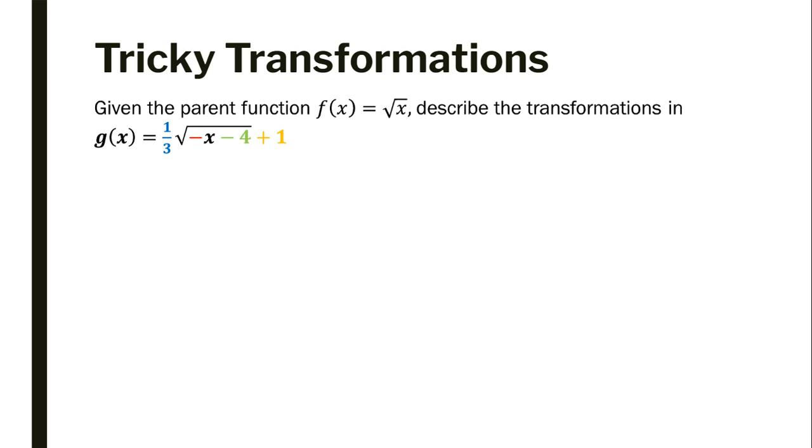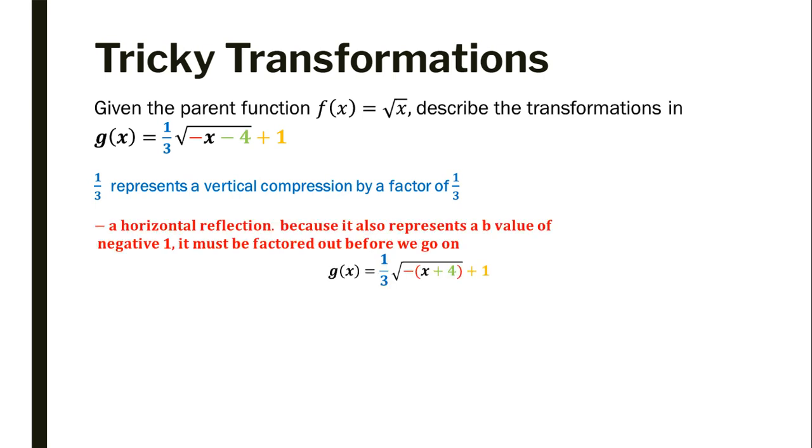So the first change we see is 1/3 outside of the square root parent function. So that tells us it's a vertical compression by a factor of 1/3. I know it's vertical because it's outside of the square root. Now let's, working left to right, what's the next change? Well, I got that big red negative sign on the x. It's inside the square root function, so I know it's horizontal. It also means I have a b value of -1.